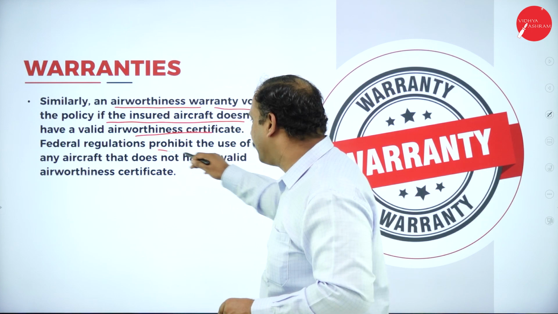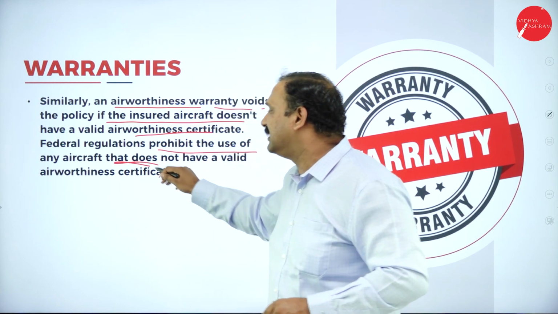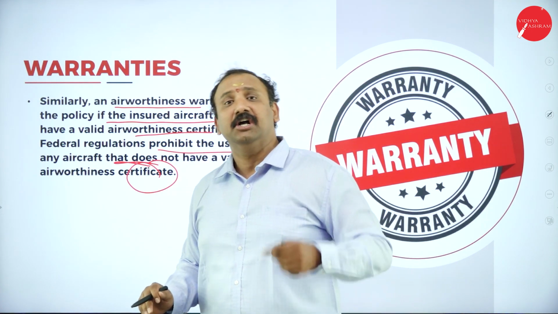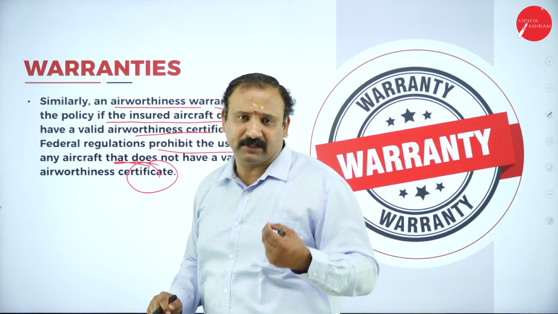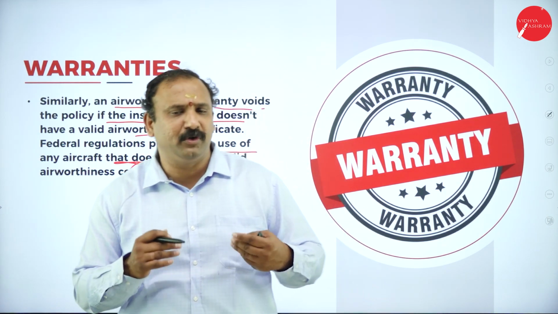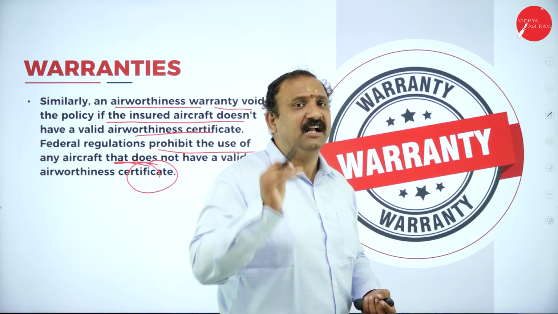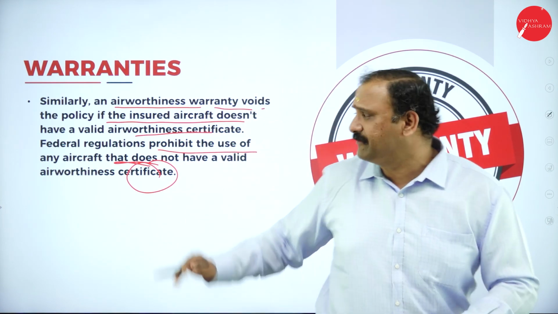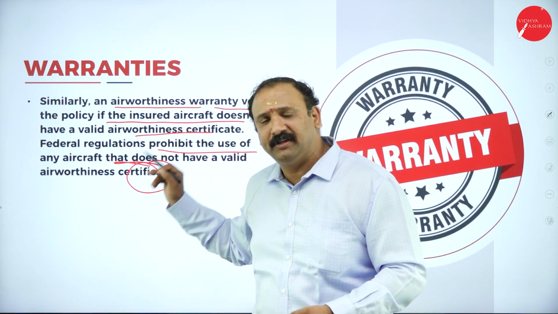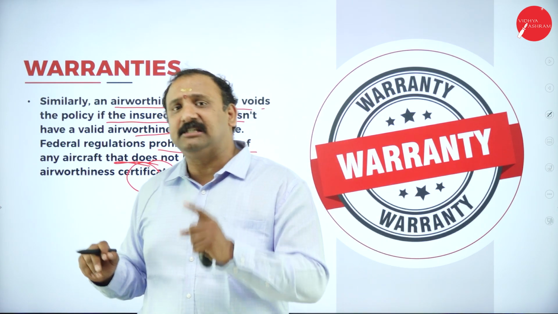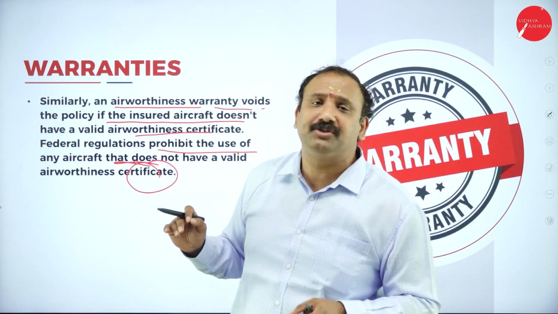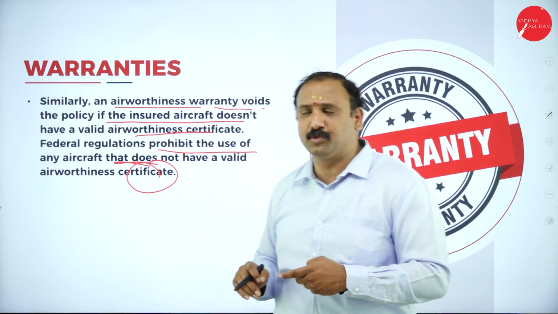They prohibit the use of any aircraft that does not have this airworthiness. So automatically, when you talk about the Civil Aviation Authority or any of the International Travel Regulation Authority, they will check for the airworthiness of the aircraft. If the airworthiness is not found, automatically the insurer will not give any coverage to it.